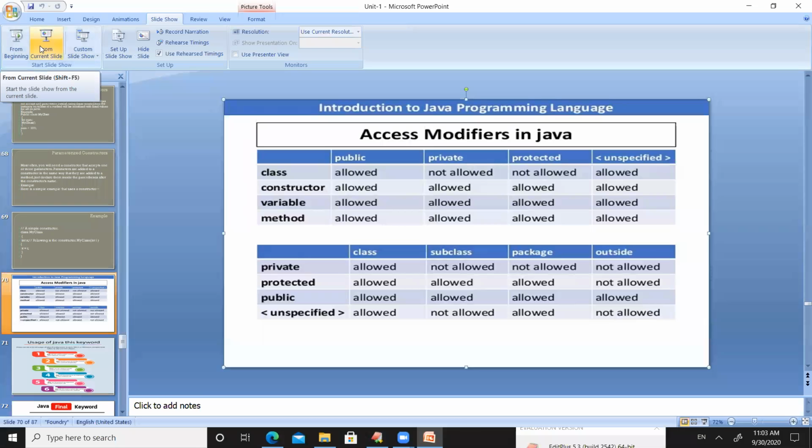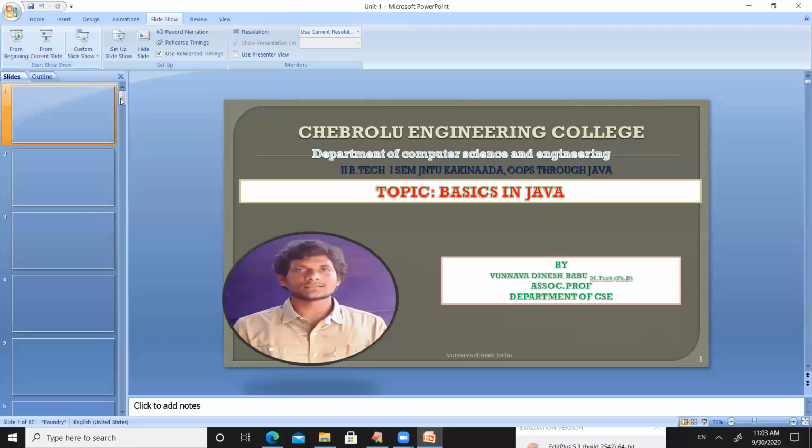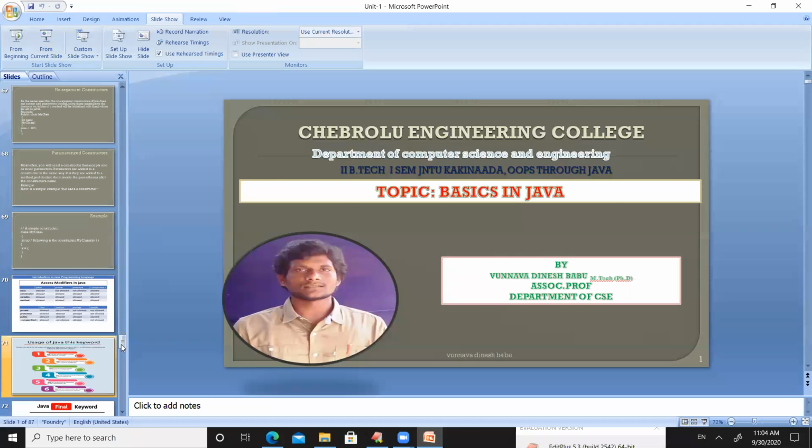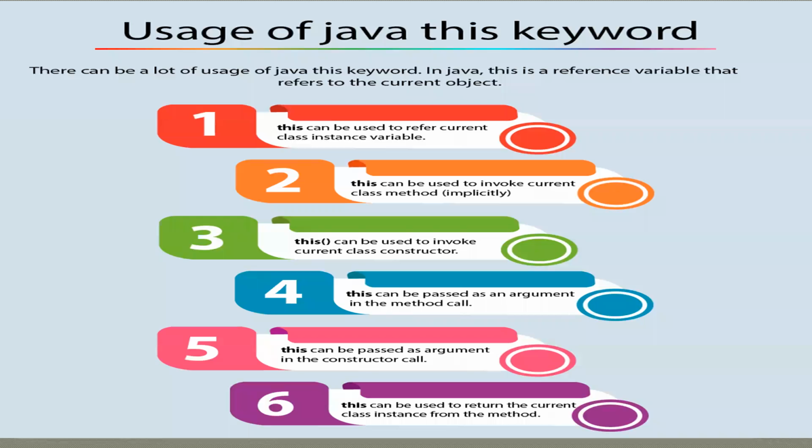Next one. Let us move to the next one. The this keyword is one of the important keywords in the Java programming language. Generally, we will get some short answer questions on this keyword in examinations, and it is also one of the interview questions while attending an interview on Java.